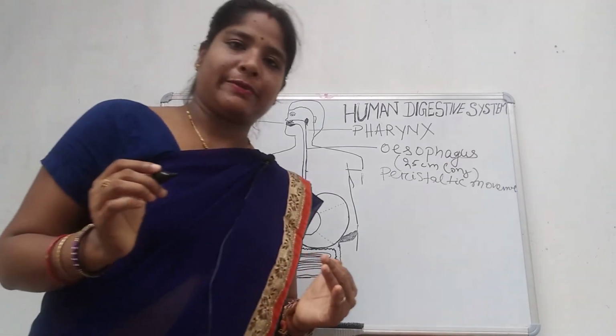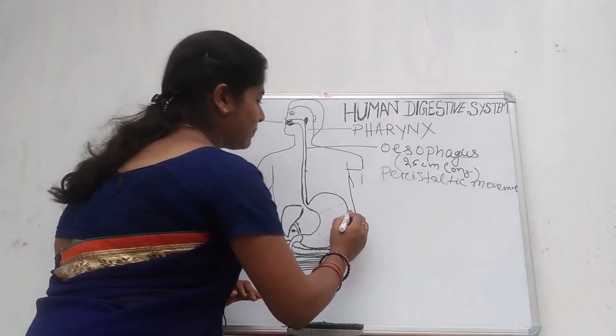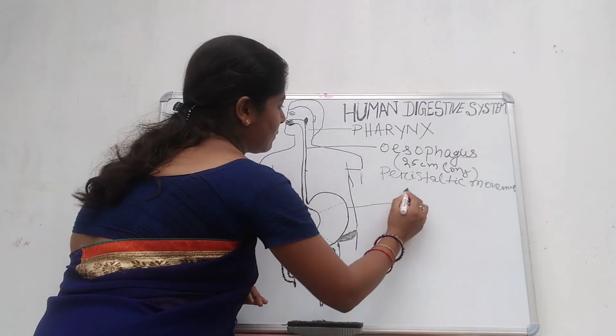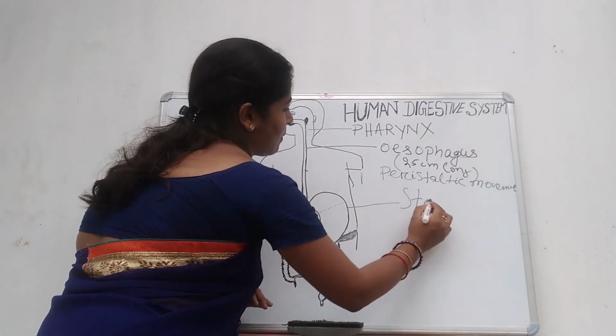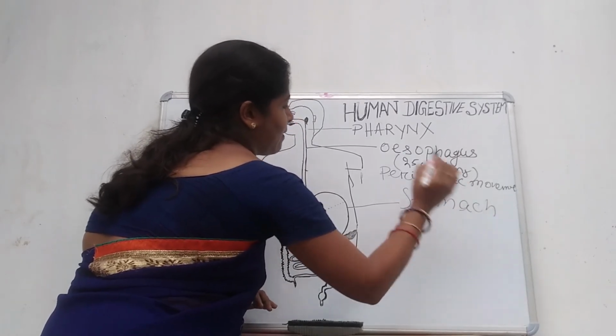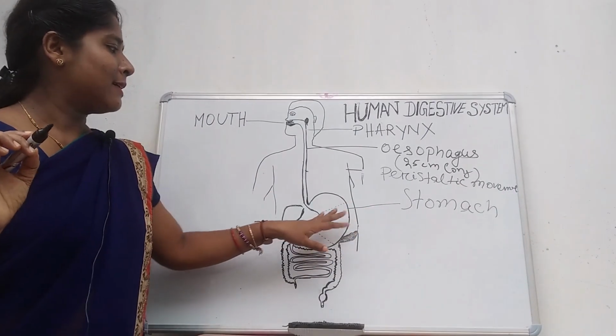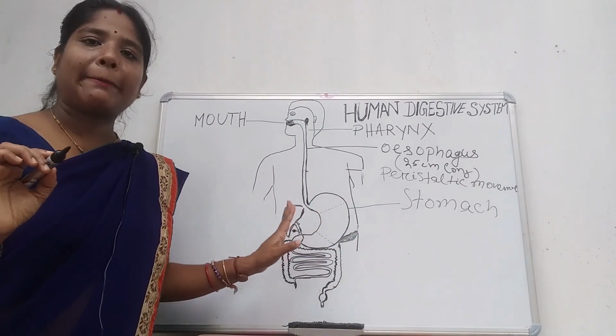Next to the esophagus, the main part of the digestive system is the stomach, or the storehouse of the food. Right? So the stomach is divided into 3 parts.